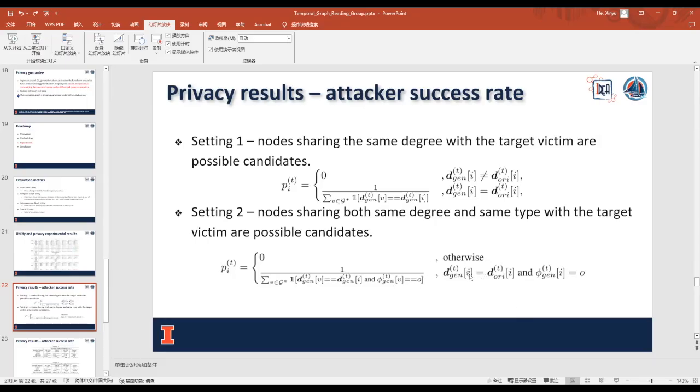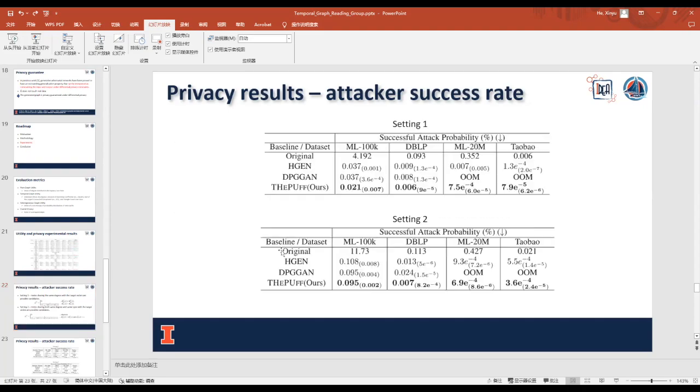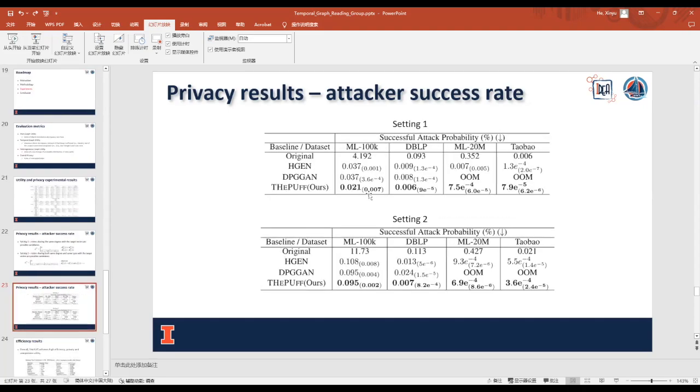This is in the case that the victim node in the generated graph also has the same degree and node type as in the original graph. If the node type of the victim changes or the node degree of the victim changes in the newly generated graph, the successful attacking rate will be 0. So here's the experimental result for the 2 settings. We can see that we greatly reduced the successful attack probability in all 4 datasets.